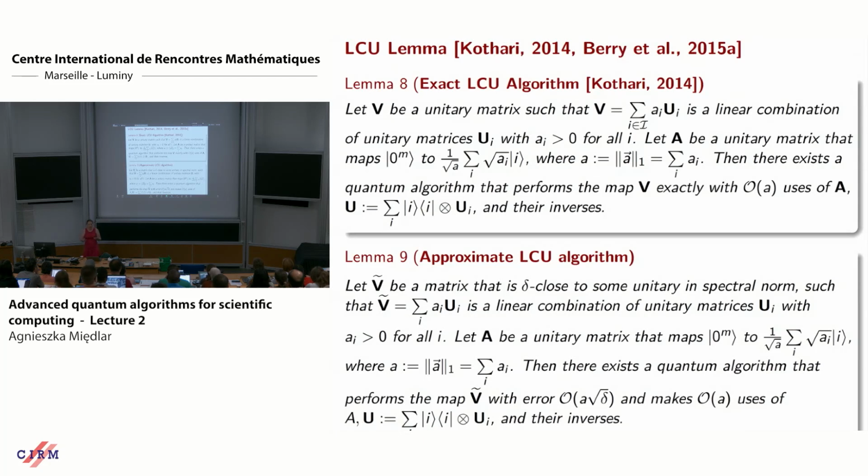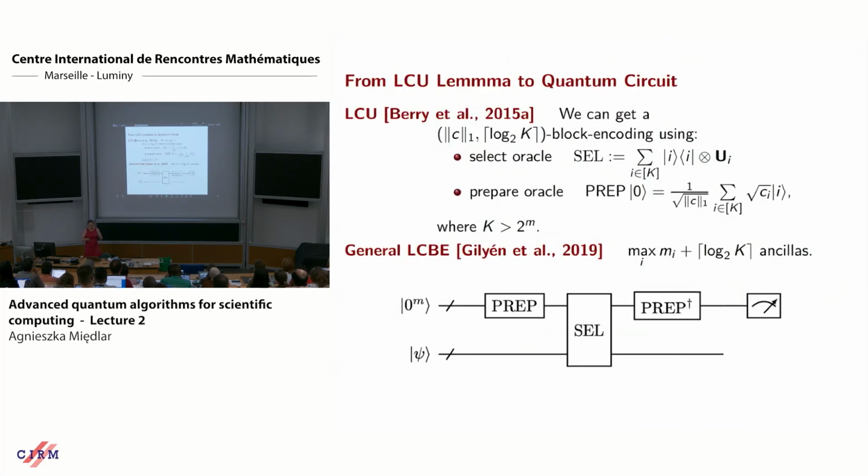And then the approximate LCU algorithm is what we very often have to do in practice. So we know when the matrix is delta close to some unitary, and we want to express it as a linear combination, and there are results telling us how we can do it, how expensive it is, and what we need in terms of tools. So when we have the LCU lemmas, we then use those results to actually build a circuit that allows us to do the linear combination of unitaries.